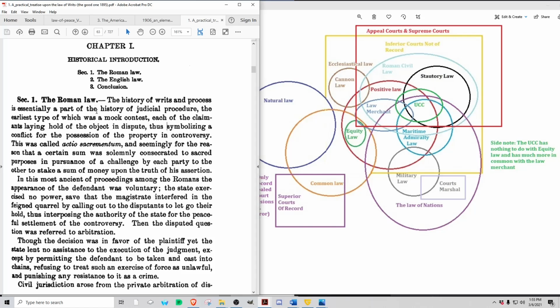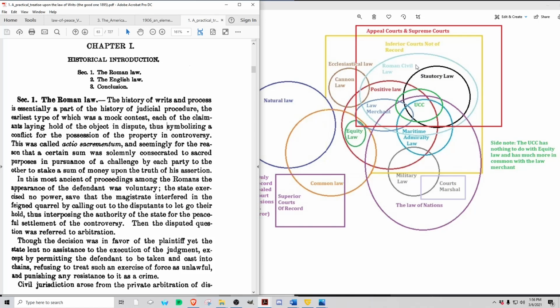Now this is Roman law, right? So this is Roman civil law. This is where Roman civil law started from. Each of the claimants laying hold of the object in dispute, thus symbolizing a conflict for the possession of the property in controversy. Okay, so say a neighbor sued somebody else over a cow, say, you owe me that cow for whatever reason, doesn't matter. So they would literally bring the cow to the market court and they'd both be hanging on to the cow, okay?